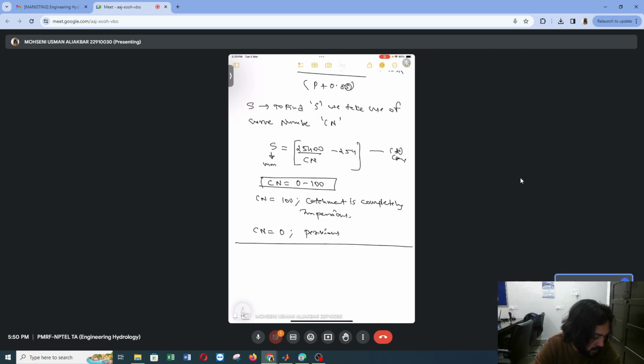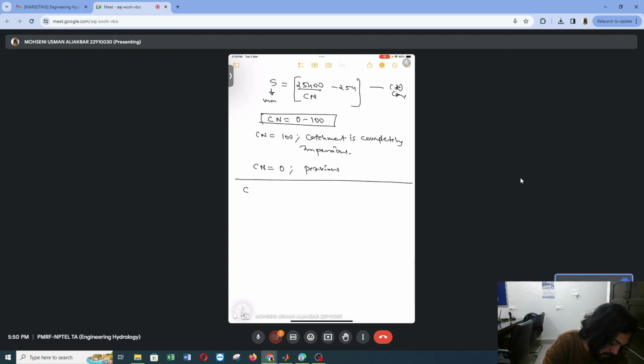Now there are certain things that we should also consider in order to calculate Cn. The value of Cn relies on, first, what we call antecedent moisture content.